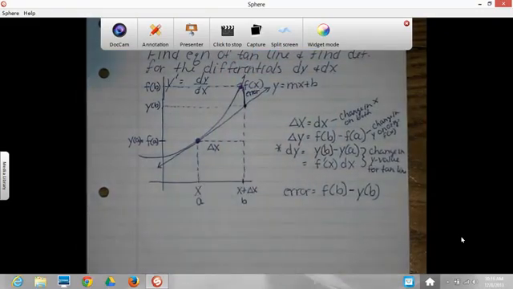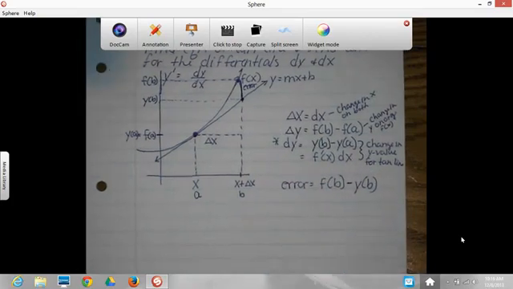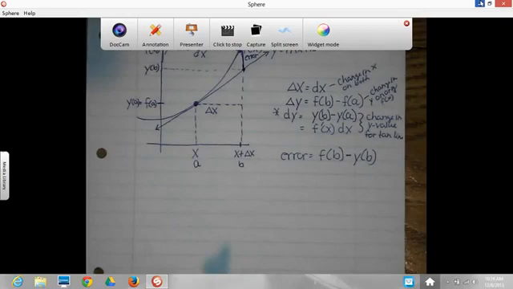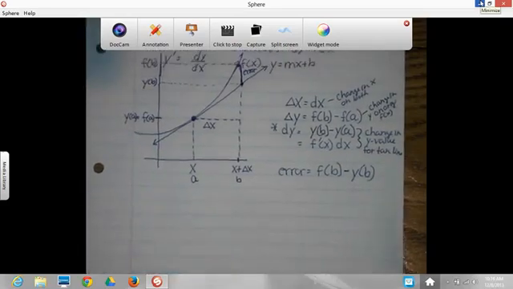Okay, these are the definitions you need to do this next problem. Let's see. I think I want to start a new page just in case it takes a little more.